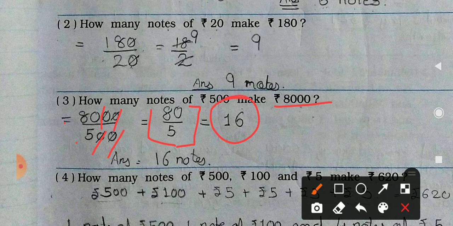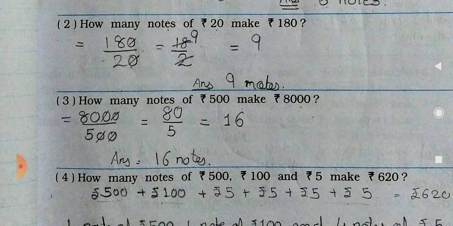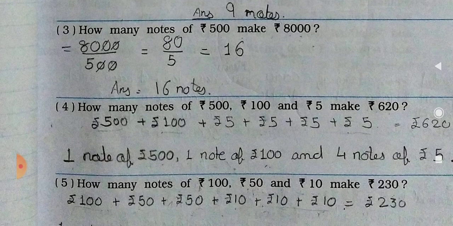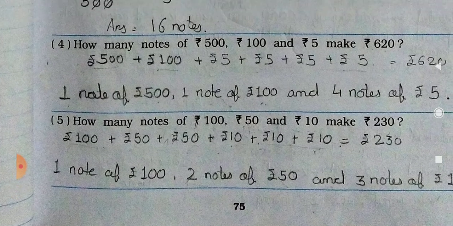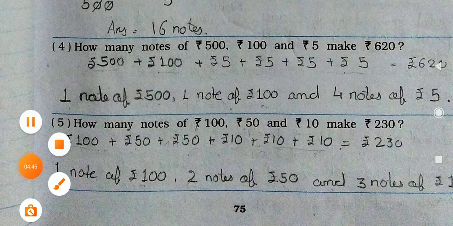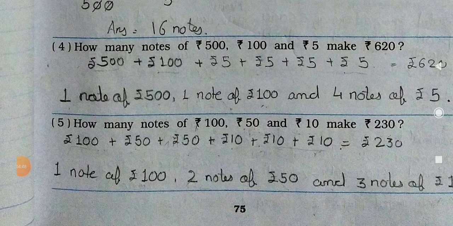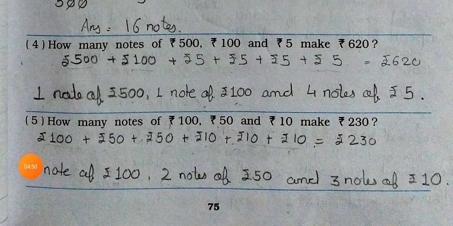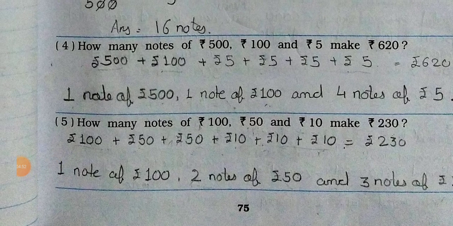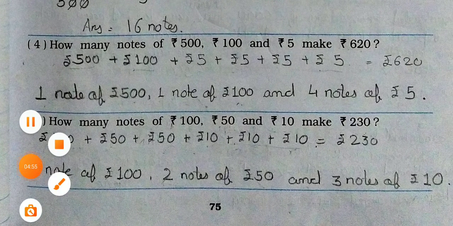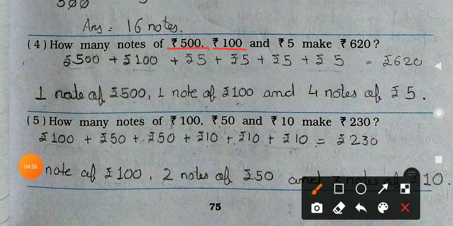After dividing, how many will we get? So 16. So 16 notes is your answer. 16 notes of 500 we will get, so we will make the 8000 rupees. After this see the question number 4. Question number 4, how many notes of rupees 500, rupees 100 and rupees 5 make rupees 620?